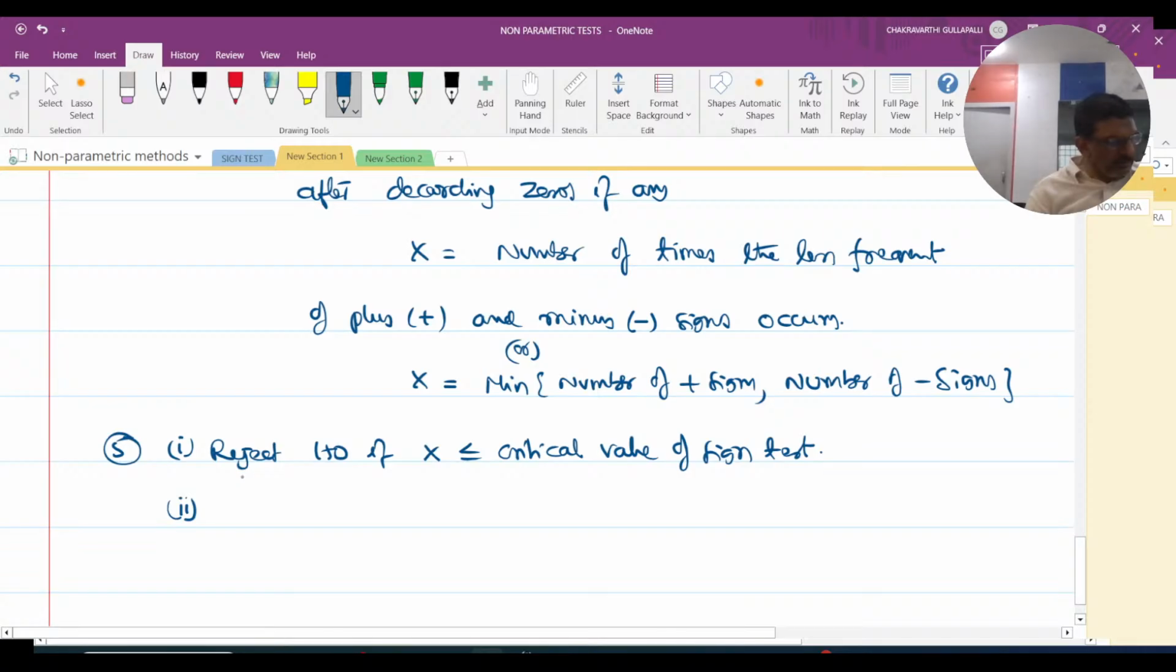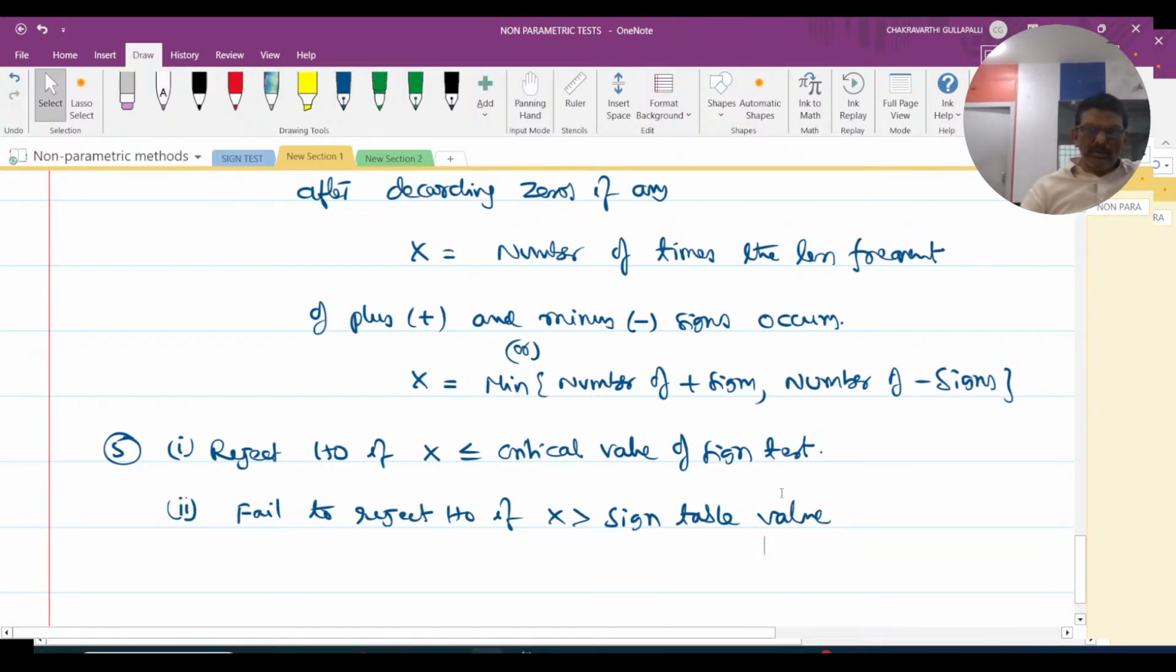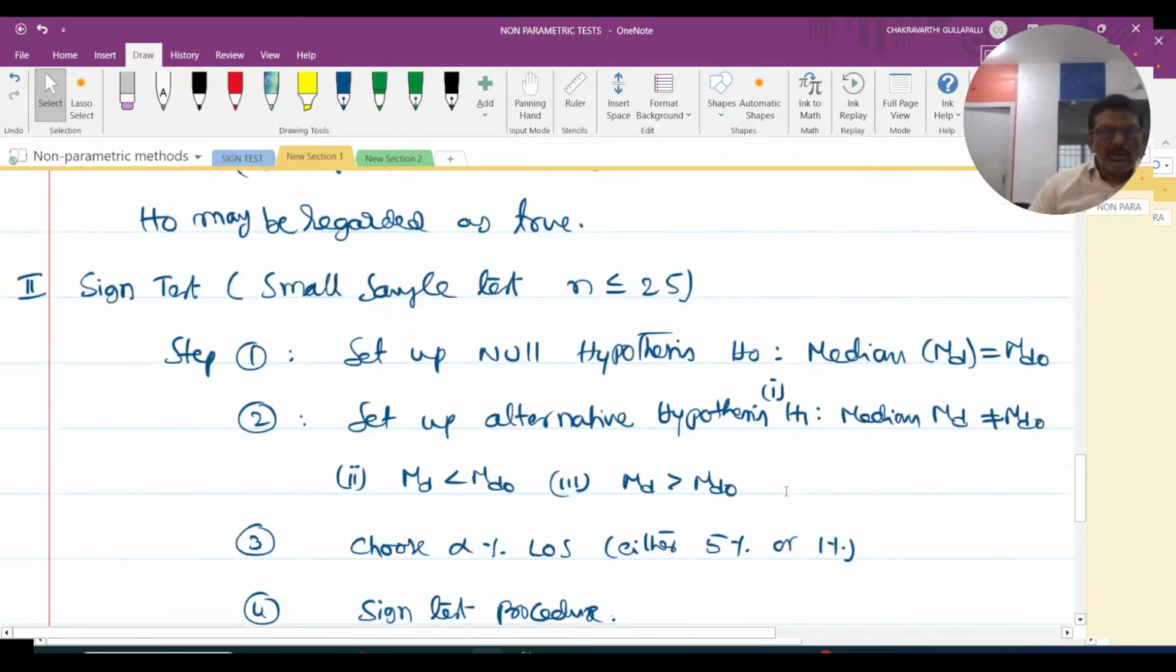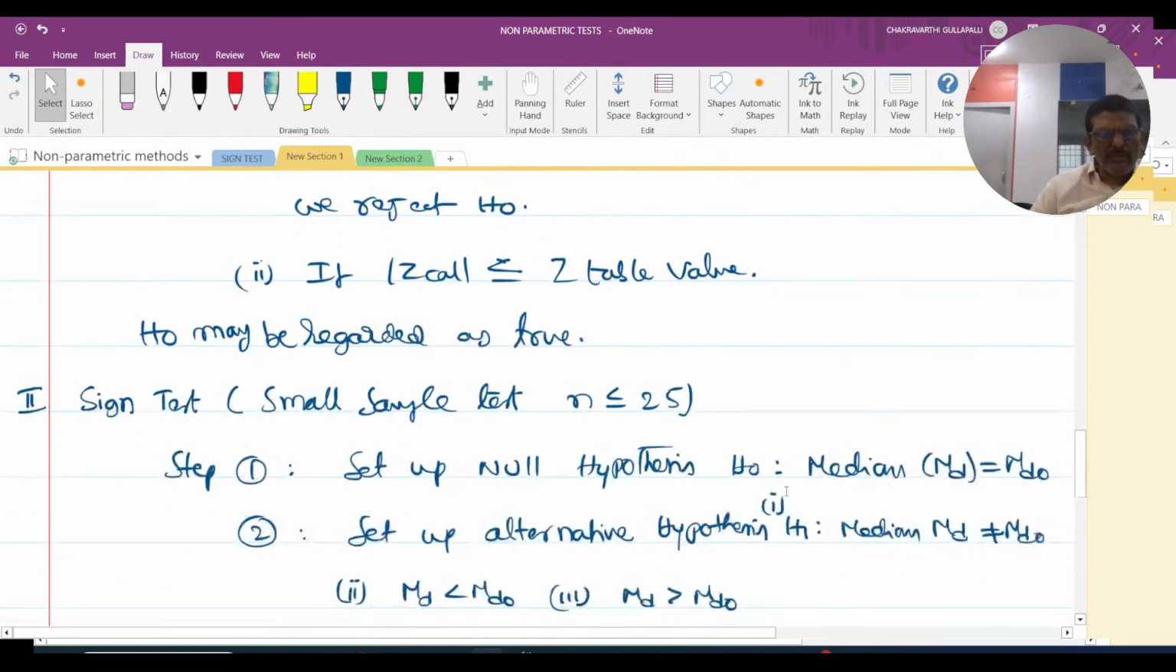Second case, fail to reject H naught if x is greater than the sign table value. Very simple procedure. So I will explain this complete procedure through a problem here.